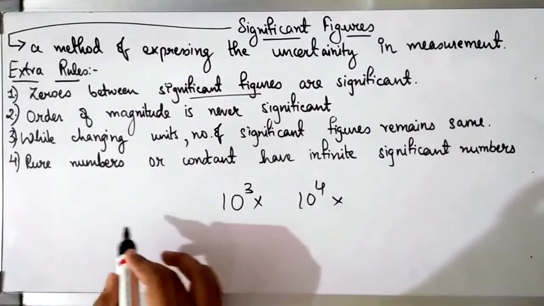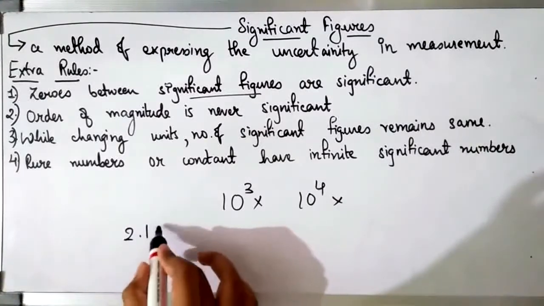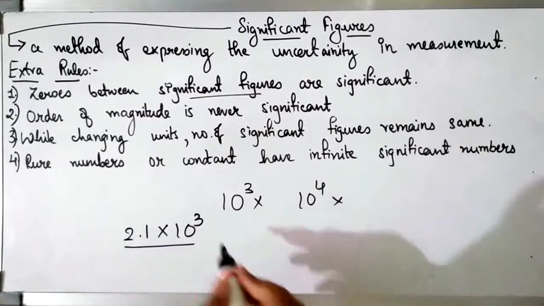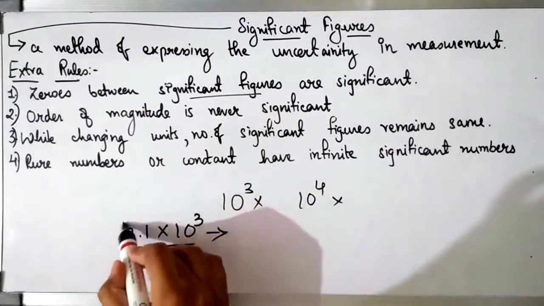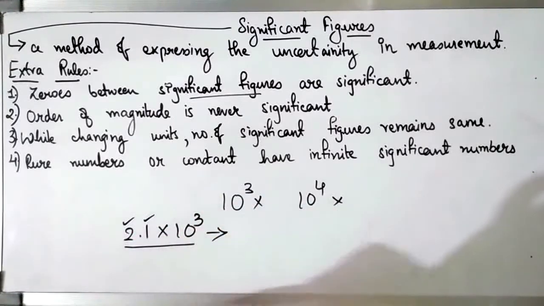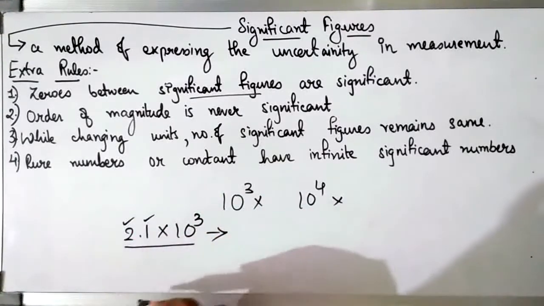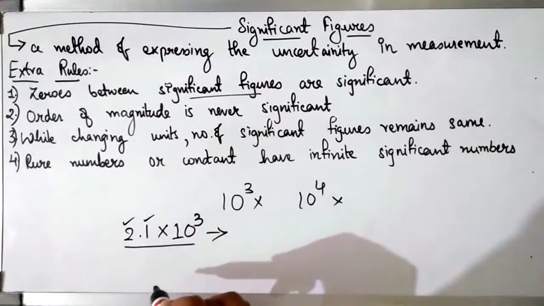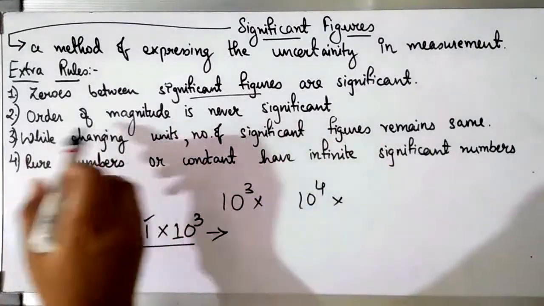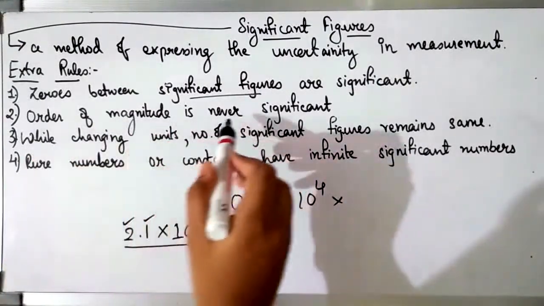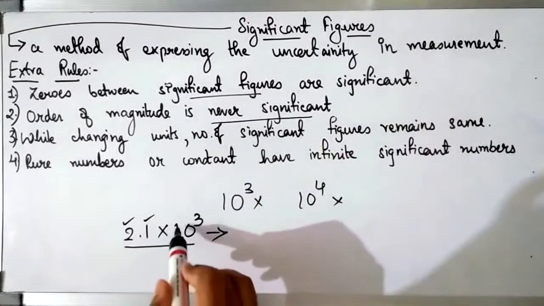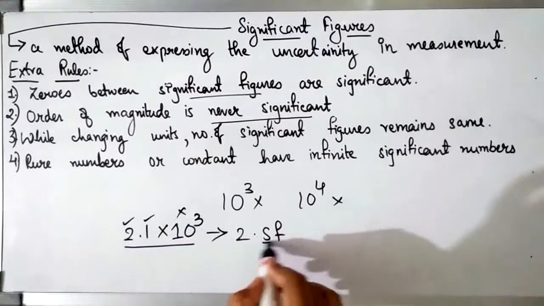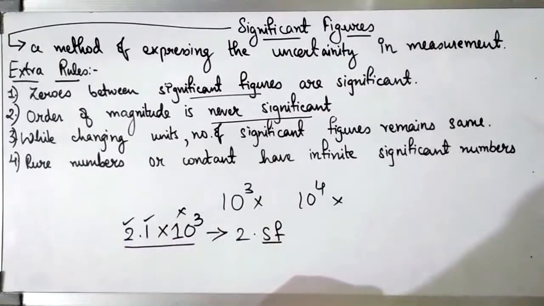For example, you have something like 2.1 into 10 to the power 3. If I ask you how many significant figures are present in this, you would say that first these 2 and 1 are significant because they are non-zero. That's simple. Then you see over here that 10 to the power 3 is given to you. And the second rule in the extra points says that order of magnitude is never significant. So this is never considered to be significant. So overall we have 2 significant figures in this example.